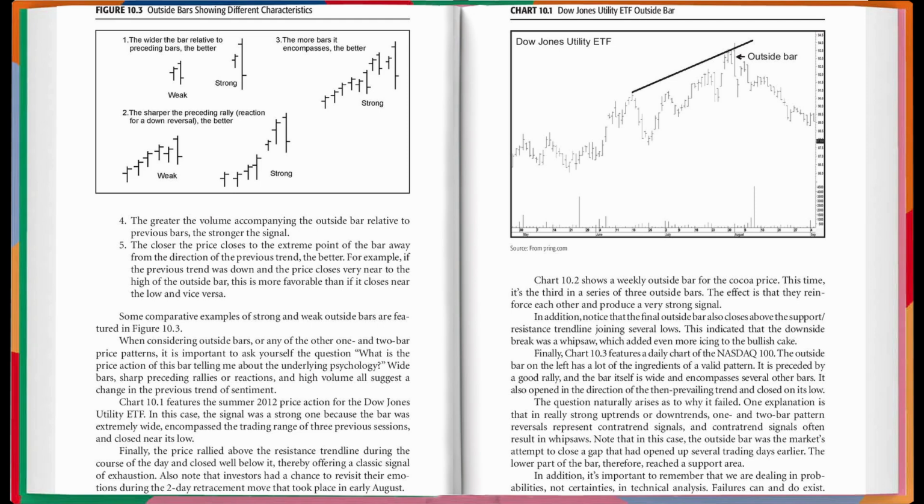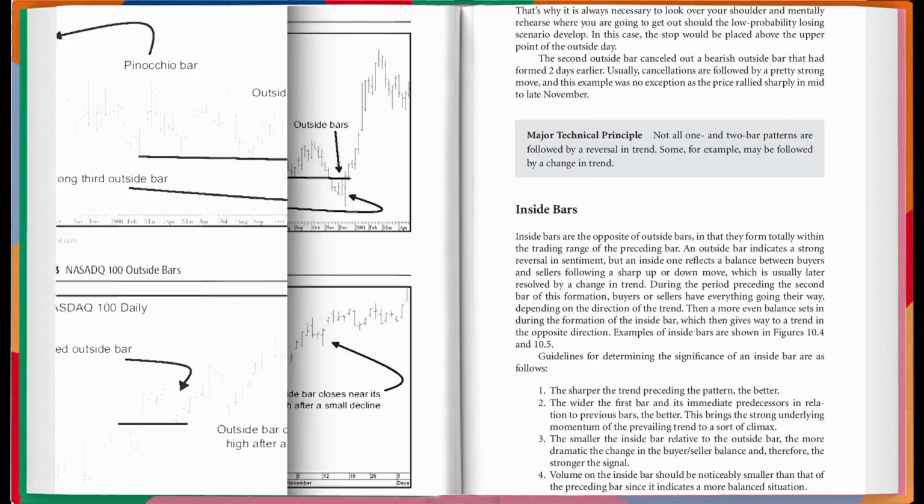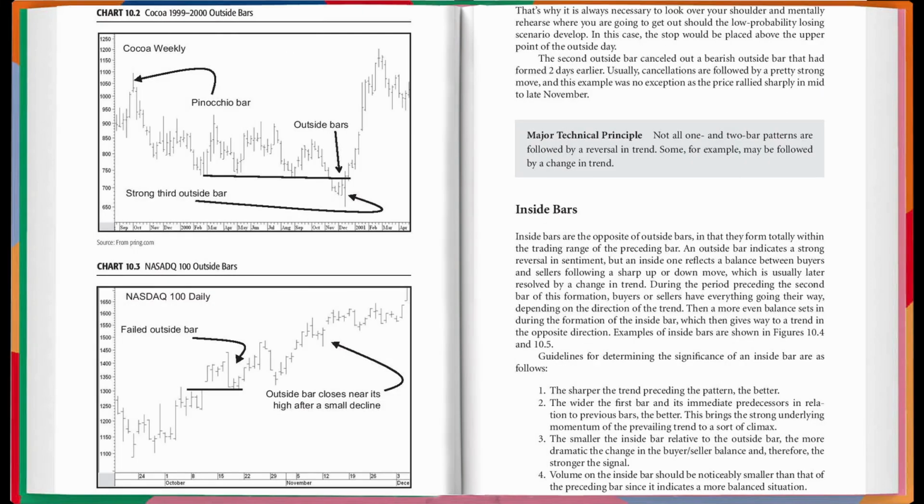The lower part of the bar, therefore, reached a support area. In addition, it's important to remember that we are dealing in probabilities, not certainties, in technical analysis. Failures can and do exist. That's why it is always necessary to look over your shoulder and mentally rehearse where you are going to get out, should the low probability losing scenario develop.